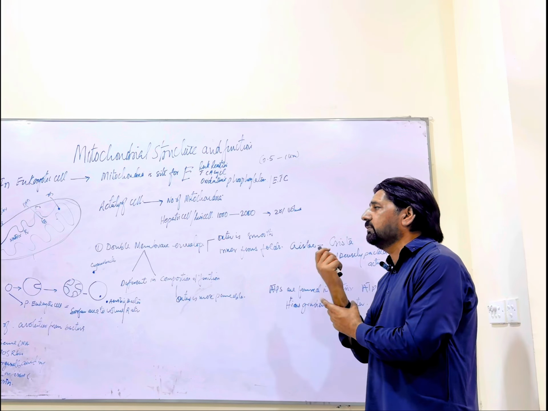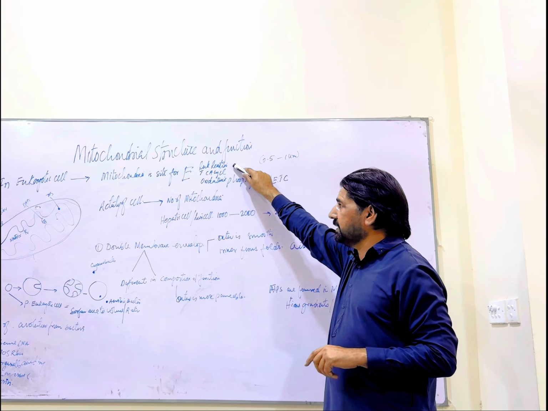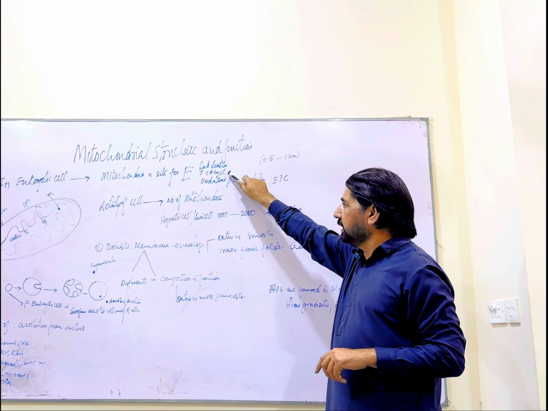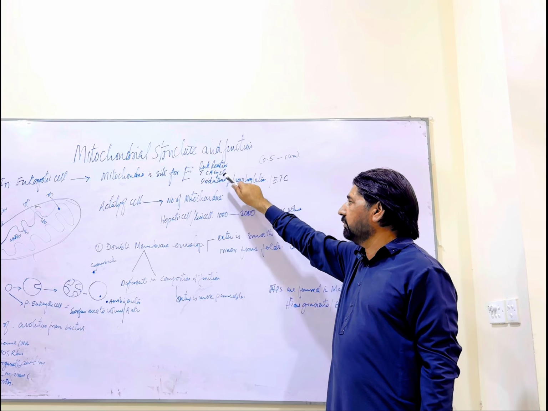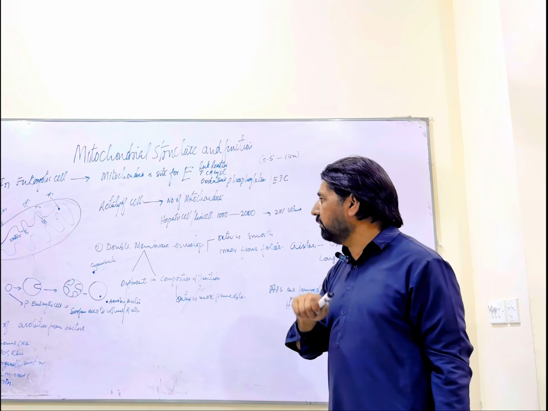Now we discuss the structure of the mitochondria. As for the function of mitochondria, the link reaction takes place inside the matrix of the mitochondria, the TCA cycle takes place in the matrix of mitochondria, and oxidative phosphorylation takes place in the inner membrane of the mitochondria.